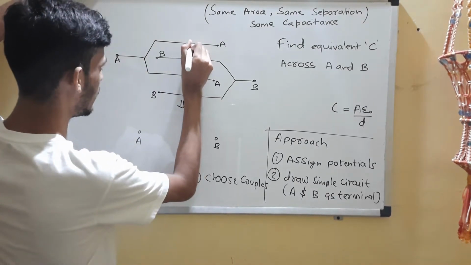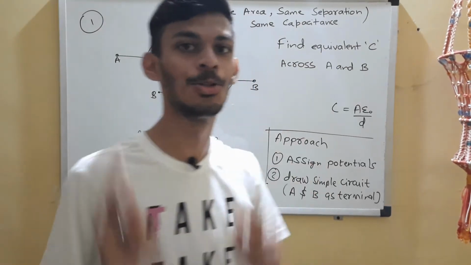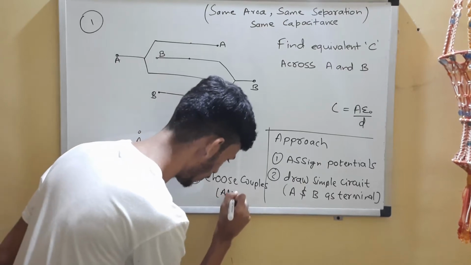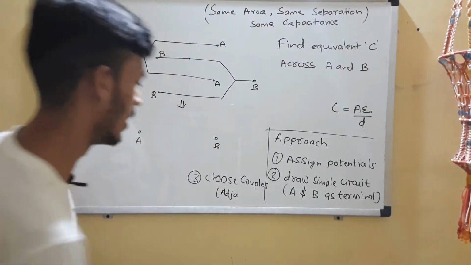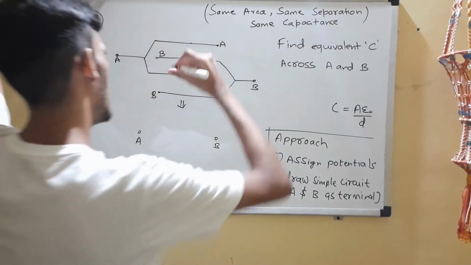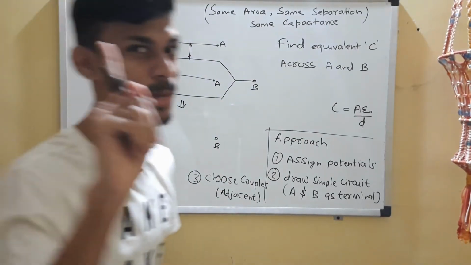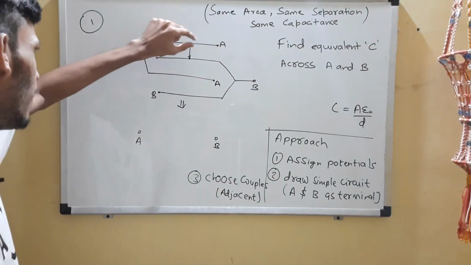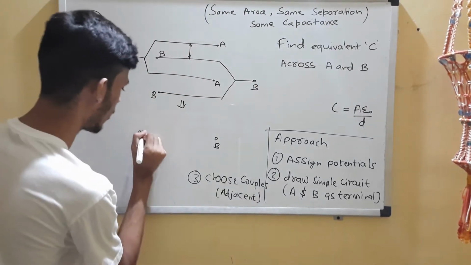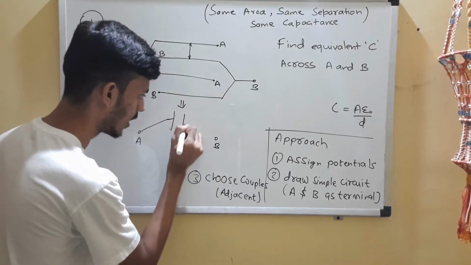So we'll choose this plate and this plate. Choose adjacent plates only. Remember, choose adjacent plates only. Here I'll write adjacent only. Of course, you can't choose this plate and this plate. So we choose this and this plate. These two plates will make one capacitor, right? You can see that one plate is connected to A and the other plate is connected to B. So draw it accordingly.